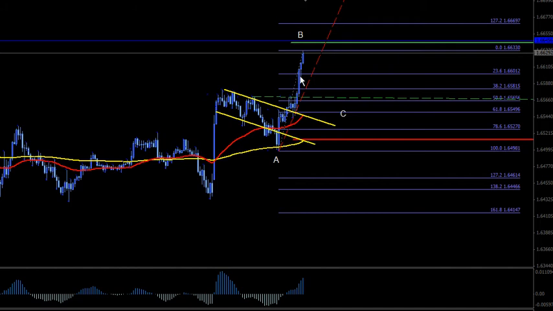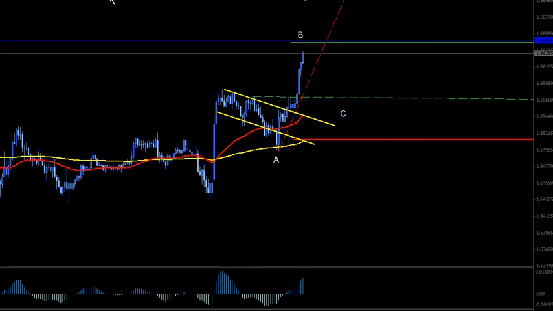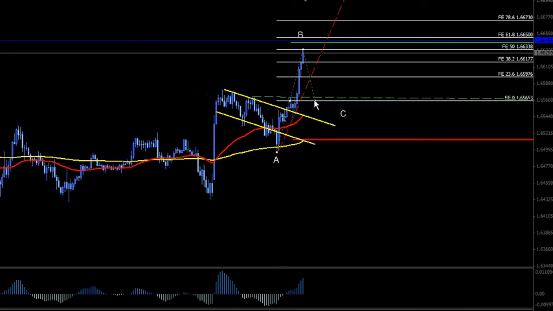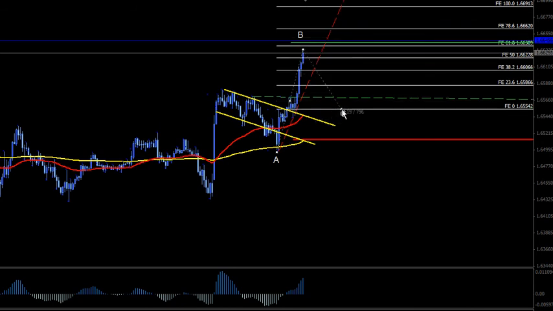Then you use your Fibonacci expansion tool. Let's pretend that price came down to the 61.8, right here where C is. You'd remove these fibs, take your fib expansion tool, fib from A to B, bring leg C down. It's right around there somewhere. And you'll see your targets are each fib level going up with the final target being the FE100.